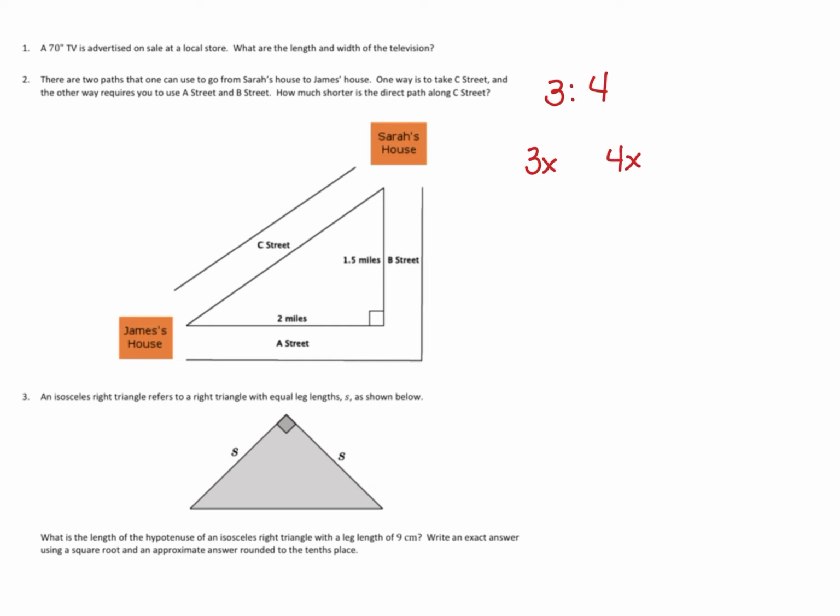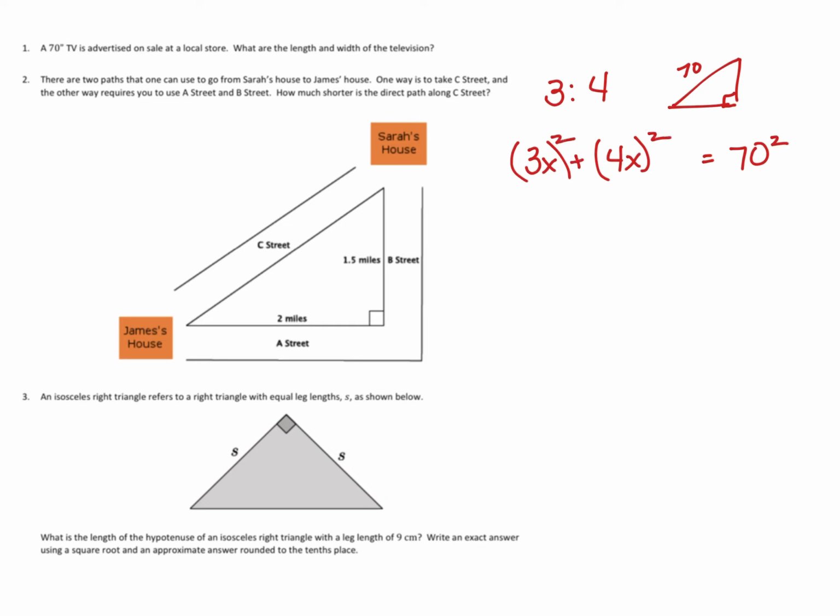The diagonals are how they measure the TV. So our diagonal is going to be 70. And the length and the width are going to create a right triangle with that diagonal. So we are going to use the Pythagorean theorem to determine those side lengths.